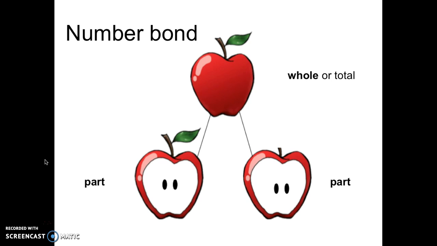You know, sometimes I forget how to use my tools. If you look in your student toolkit, you'll see a picture of a number bond using apples. I like to think of this picture when I'm filling in my number bonds. The total or the whole apple is on top, and the two parts reach off the whole apple. In math, we just use numbers instead of apple slices.